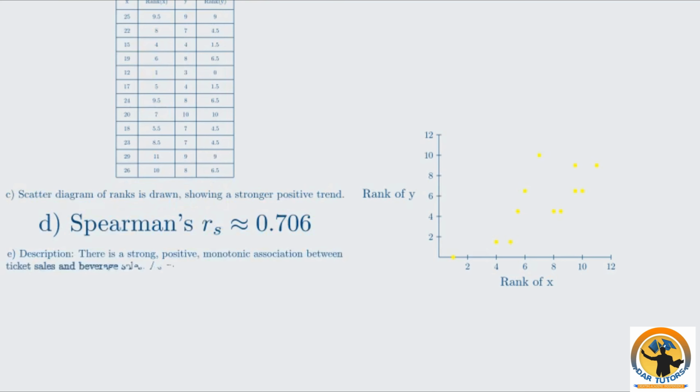For the description, based on Rs being 0.706, we can state there is a strong, positive monotonic association between ticket sales and beverage sales. The higher Rs value suggests that this nonlinear measure provides a more accurate description of the underlying trend than the Pearson coefficient.